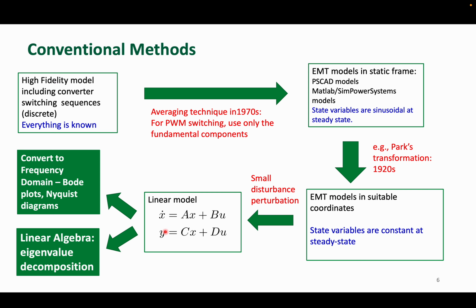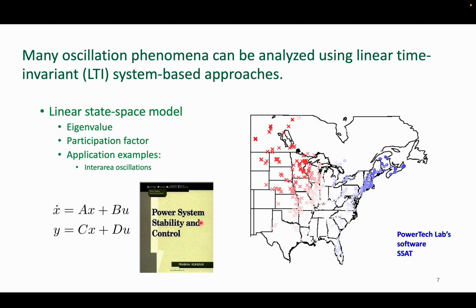The assumption is that you know everything. You know every component: generator, load, grid, everything. Then you can obtain the interarea oscillation eigenvalues. You can plot everything like this.